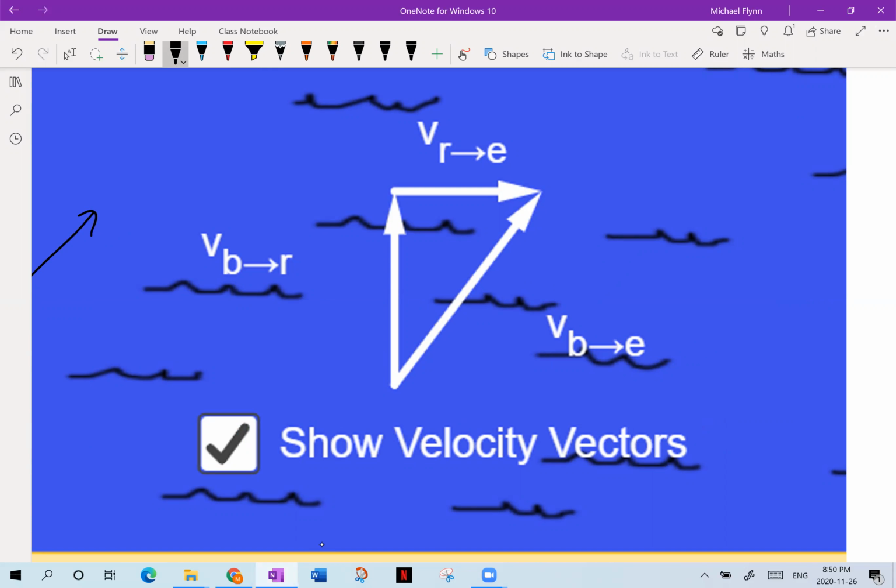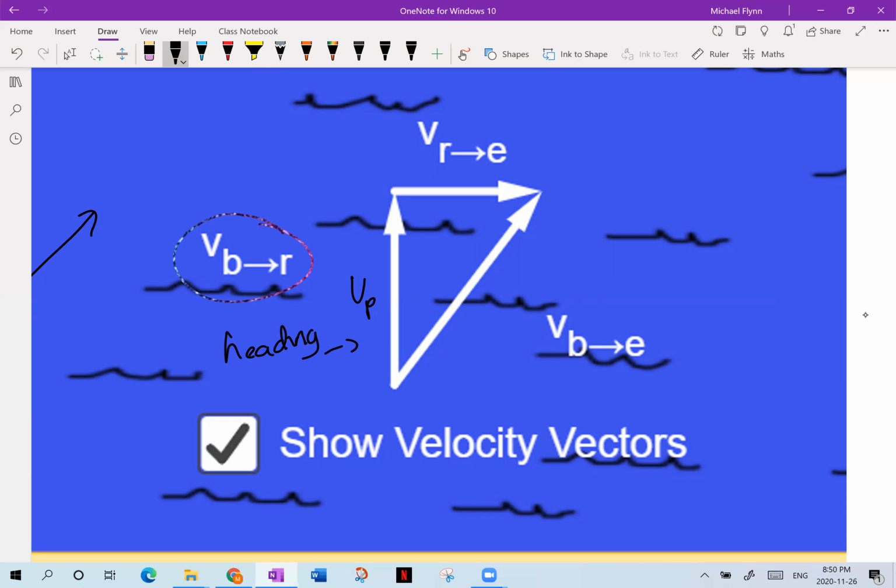What the app here calls the boat's velocity relative to the river, VBR, I call it VP. Let me use a different color. Now, what I mean by that is this is the pilot's velocity. In other words, if you're the pilot or the captain of the boat, you point the boat where you want. So in this case, you point the boat north. That is called your heading, how you point your boat.